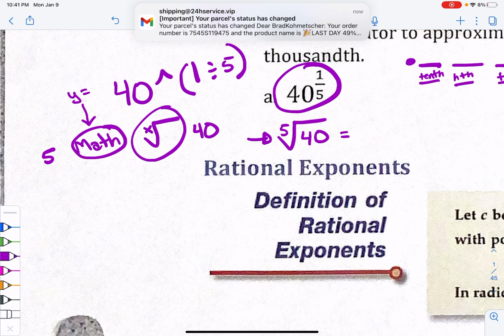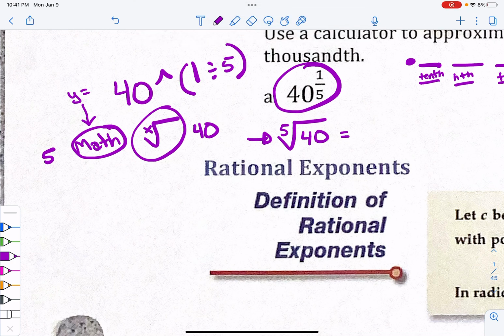Let's see. 2 to the 5th power. No, that's not right. How do I do it on my phone calculator? I don't know. 40 to the 1 divided by 5. I don't know how to do it. 40 root 5. There we go. I think this is right.